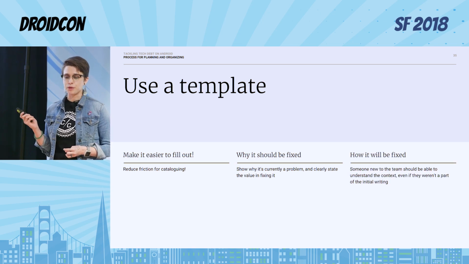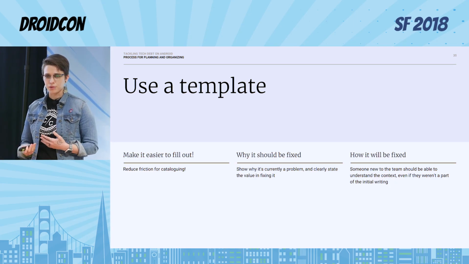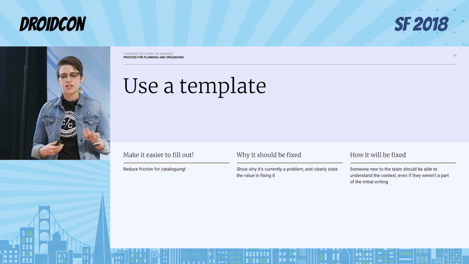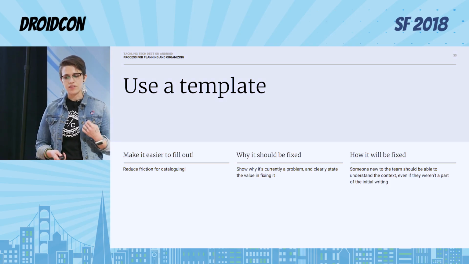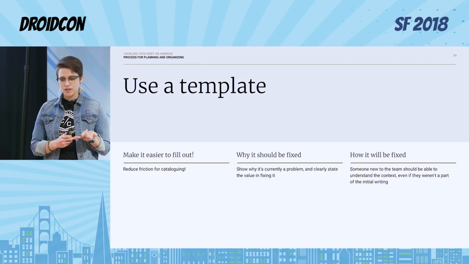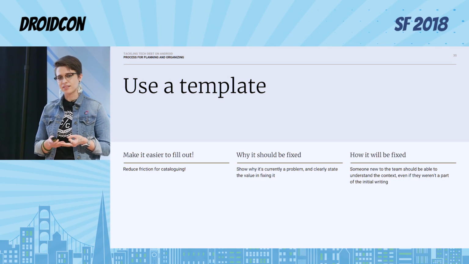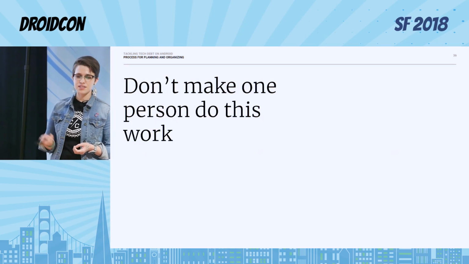This is also super important: how it will be fixed. If someone new to the team comes on and wants to start working on a couple of tickets, they should be able to understand the context, even if they weren't a part of the initial writing of that ticket. You should mention where it's going to be fixed, the method you're going to use, and also, importantly, the scope of it.